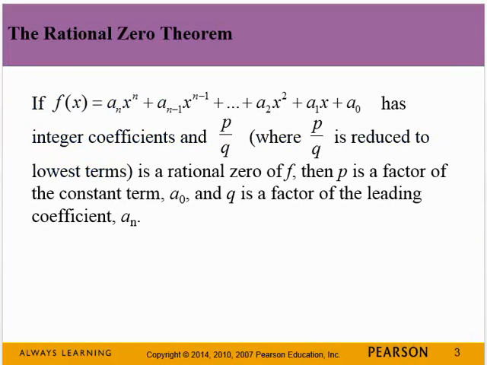The rational zero theorem. If f of x equals a sub n x to the power of n plus a sub n minus 1 x to the n minus 1, etc., has integer coefficients and p over q, where p over q is reduced to the lowest terms, is a rational zero of f, then p is a factor of the constant term a sub 0, and q is a factor of the leading coefficient a sub n.